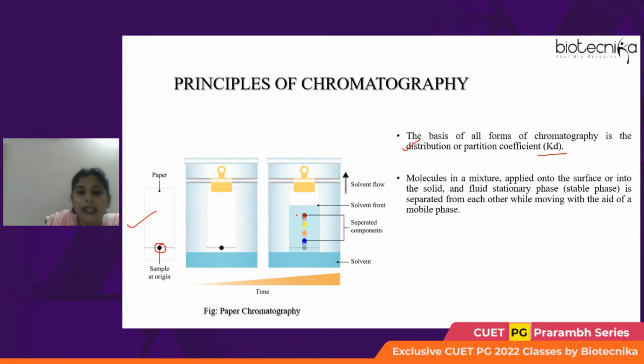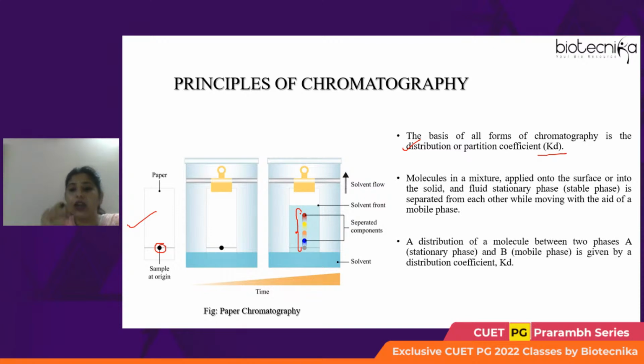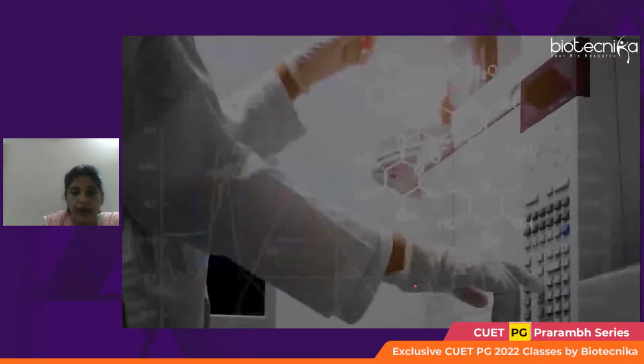So what happens? The components get separated. How are they separated? Based on how they are distributed between these two phases, that is the mobile and stationary phase. So usually the partition coefficient is expressed with this expression: concentration in phase A by concentration in phase B. That is, your molecule concentration in phase A by concentration in phase B. So this is the partition coefficient, and it is the basis for all forms of chromatography that you have to remember.